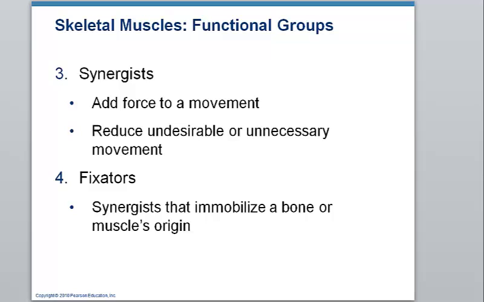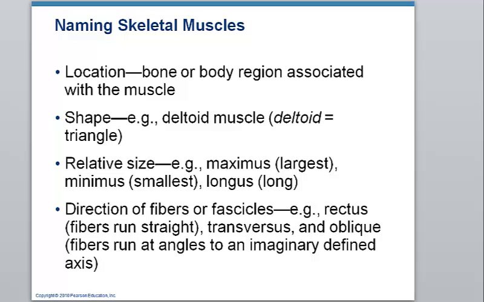The next type of functional group you have is synergists. These guys help the prime movers. They reduce undesirable and unnecessary movements. That is their main function. The last one is fixators. Because all muscles do not have to provide some kind of movement, and some actually have to stabilize the bone that it is in, you have these fixators. So these immobilize a bone or muscle origin so that the movement can be much smoother. So these are the 4 functional groups of skeletal muscles that you have.